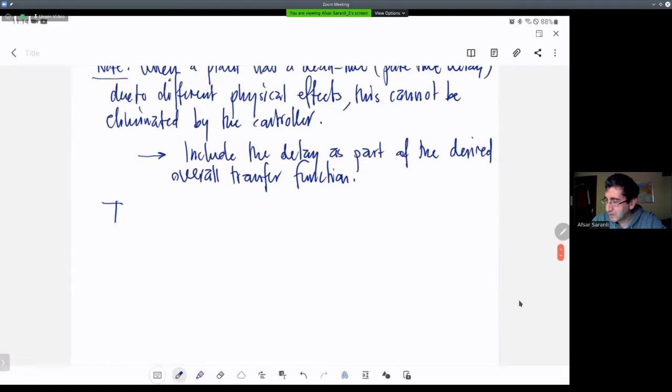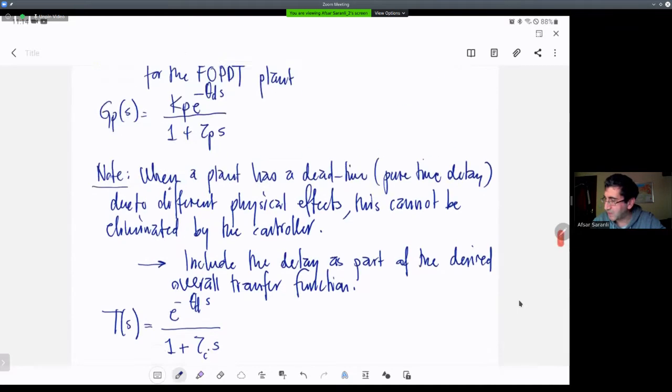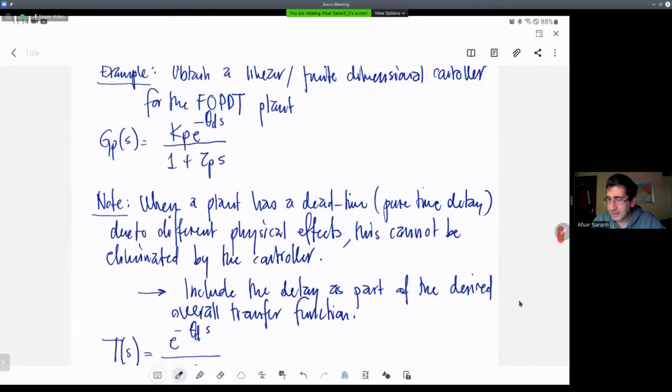So the desired overall transfer function, we will want it to be e to the power minus θ_d s, the same delay, but τ_c s. By the way, I am noticing a mistake that I have done. Can you notice that? In a prior statement, I made a mistake. Can somebody spot the mistake for me? Actually, there is no mistake. Sorry about that. I just got confused in a minute. Okay, everything's in order.